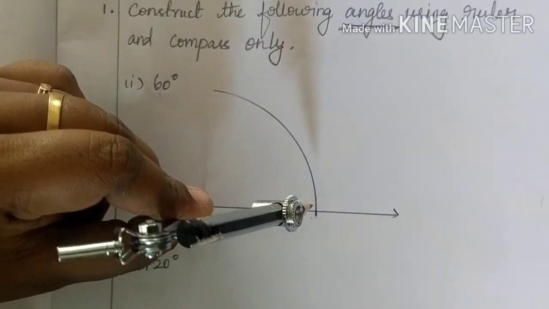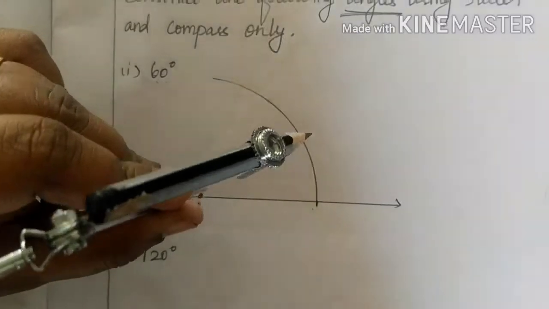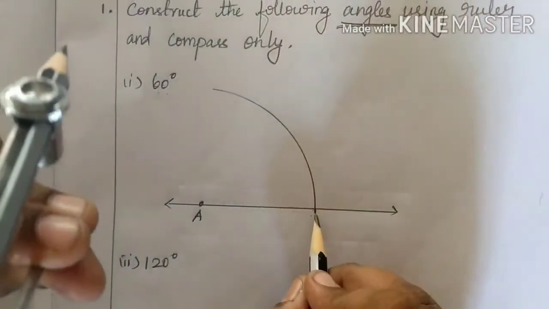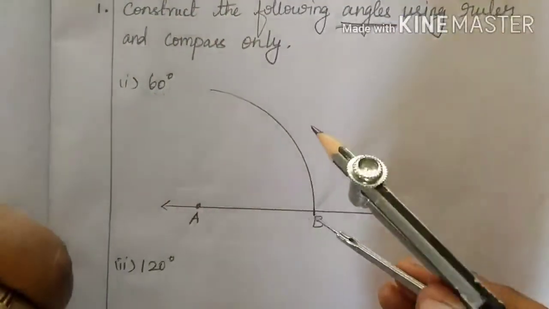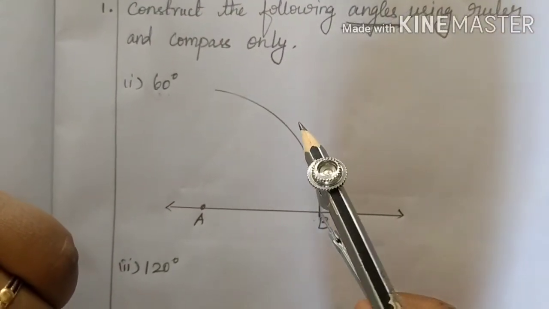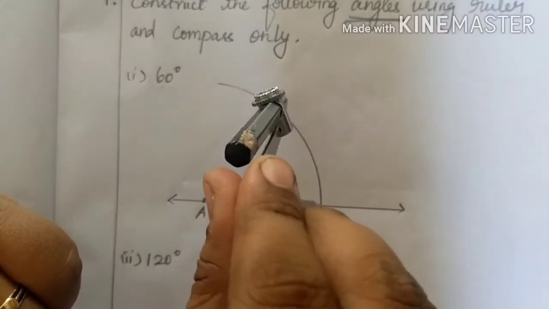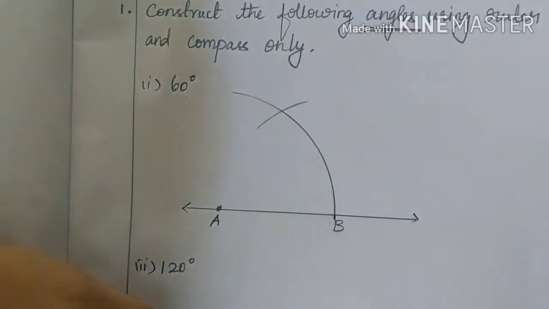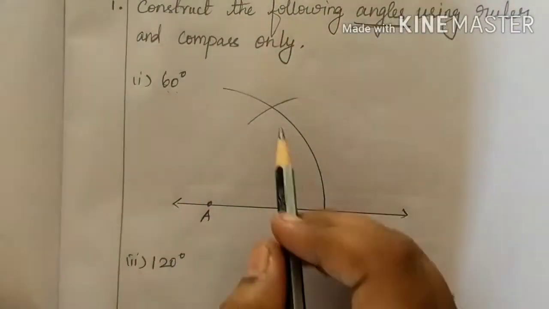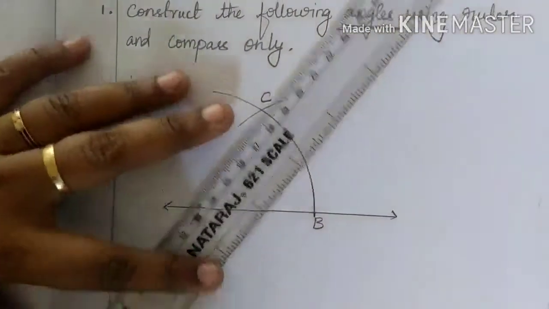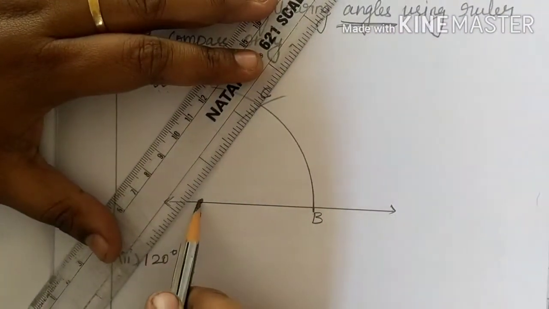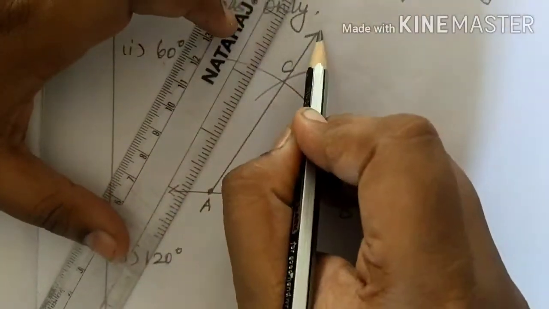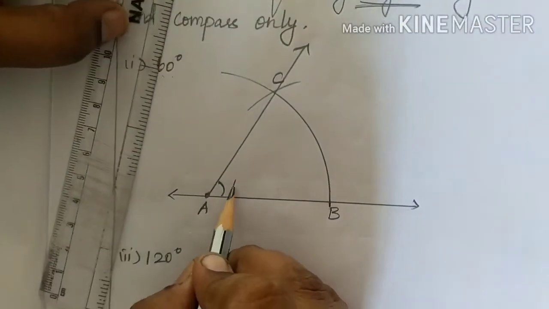After this, with that same radius, keep the compass on B. Mark this one as B. From B, you have to cut this arc. Have you clear children? Now mark it as C. Now take the scale and join A and C. Children, now this is your 60 degree angle.